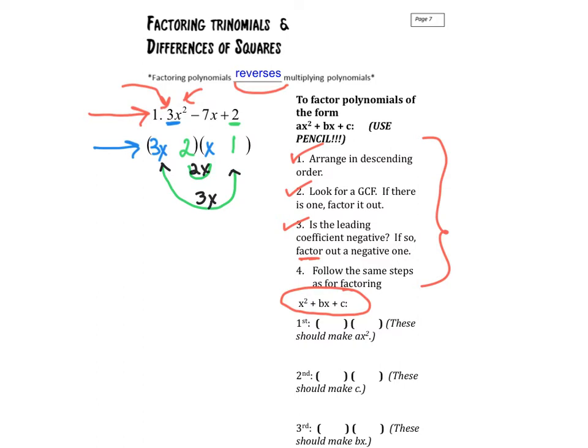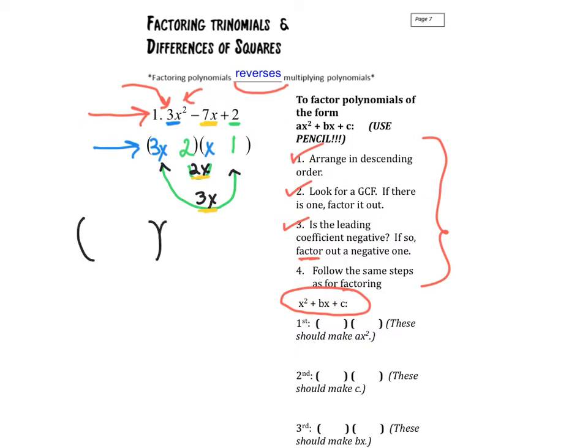According to the notes down at the bottom, I need those inner loops to add up to my -7, which is my middle term. I'll go ahead and underline it yellow. Well, 3x and 2x will never become 7x. So we're going to have to go back to the drawing board with factoring again.